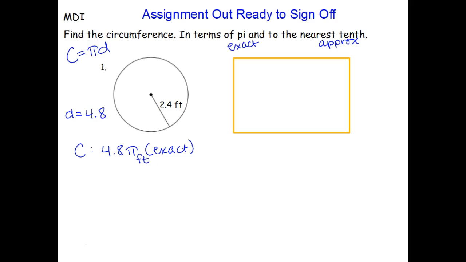And then to find your approximate, take 4.8 times 3.14, which would give us 15.072, which I'm going to round to 15.1, again, feet, and this is an approximate.